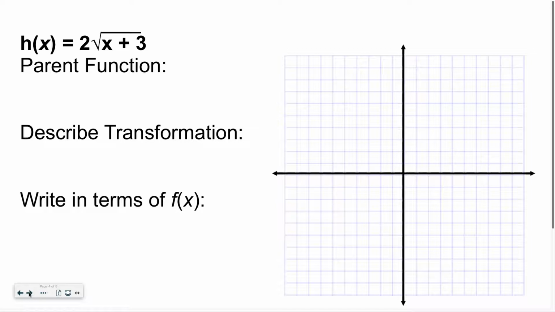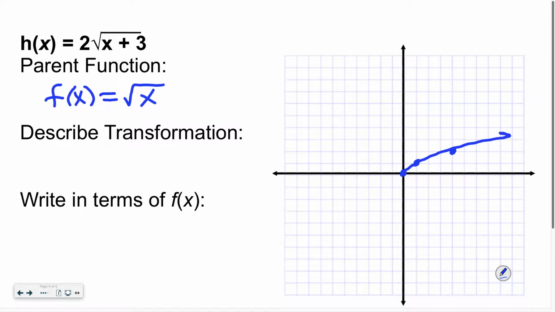Okay, so first of all, our parent function is the square root of x. Looks like this, right? I'm going to go ahead, 1, 0, 0, 1, 1, 4, 2. Okay.